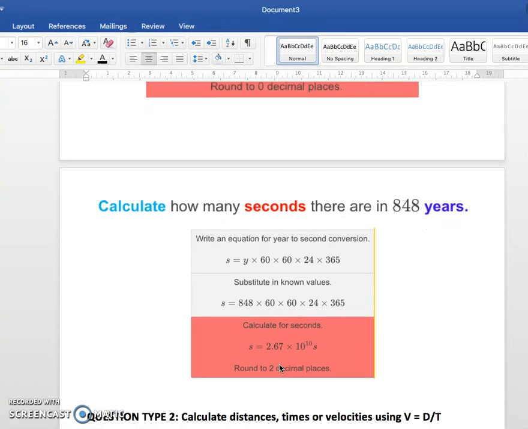Here's another example of the exact same thing. However, instead of finding the number of years, you're trying to find the number of seconds. So we want to multiply the number of years by how many seconds there are in a year. This factor here gives us how many seconds there are in a year, and that's going to be multiplied by the number of years. So it's 848 times the 60 seconds in a minute, the 60 minutes in an hour, the 24 hours in a day, and the 365 days in a year, which gives us this value of 2.67 times 10 to the 10 seconds.